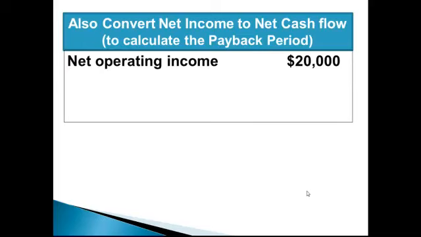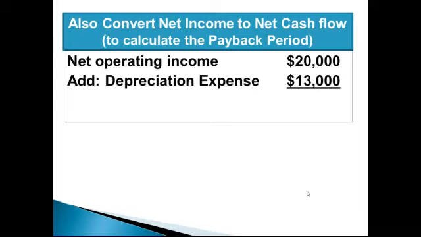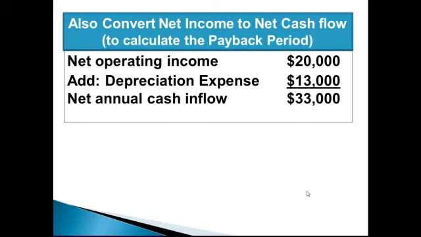So the net operating income was given to be $20,000. If you look at that incremental income statement, you'll note that the only non-cash expense in there is depreciation. Depreciation expense was given to be $13,000, and since that was subtracted to get income and it does not require a cash outflow, we're going to add it back. This will give us net cash inflow of $33,000 per year for 10 years.